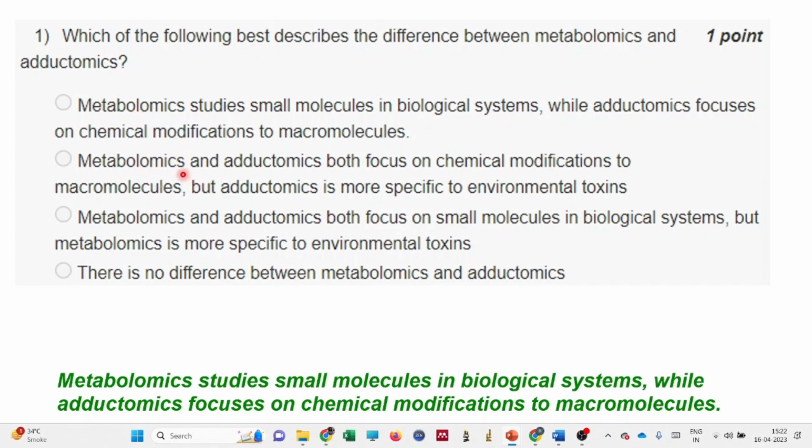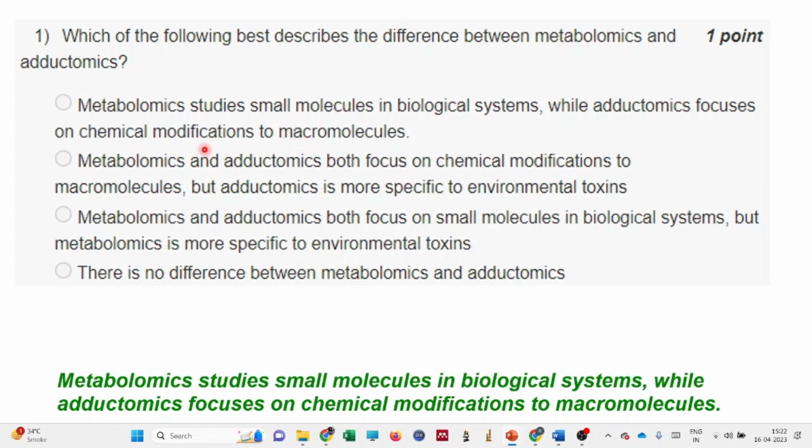The second statement is not entirely correct. While adductomics does focus on chemical modifications to macromolecules, it is not necessarily more specific to environmental toxins. It can help you summarize the effect of dietary factors and other factors as well. So it is not like it is more specific to environmental toxins. So adducts can be formed by a variety of reactive compounds from dietary factors or endogenous metabolites.